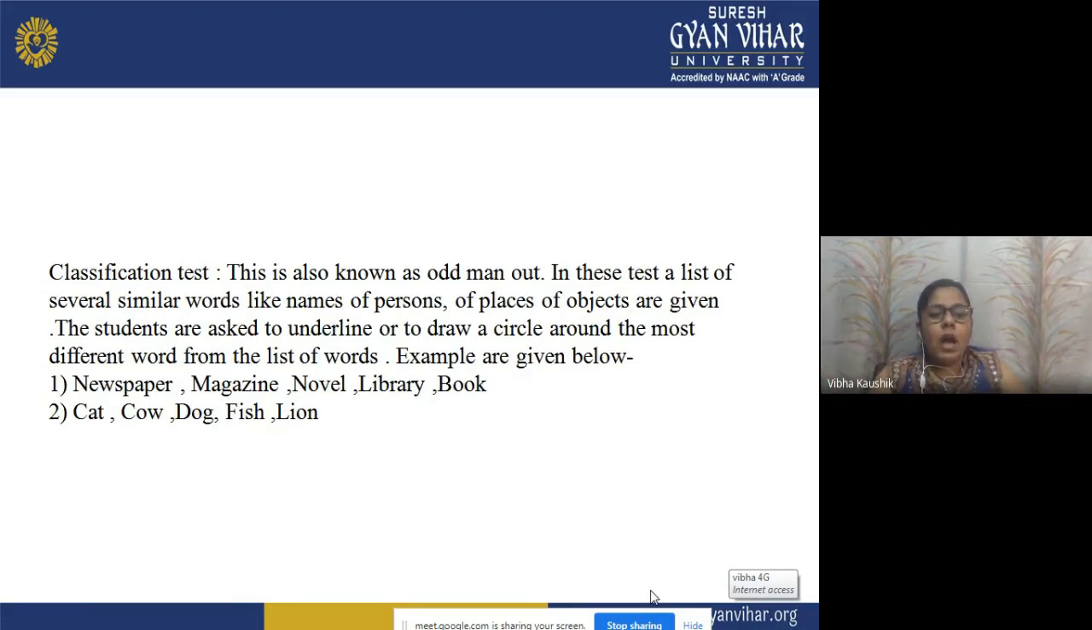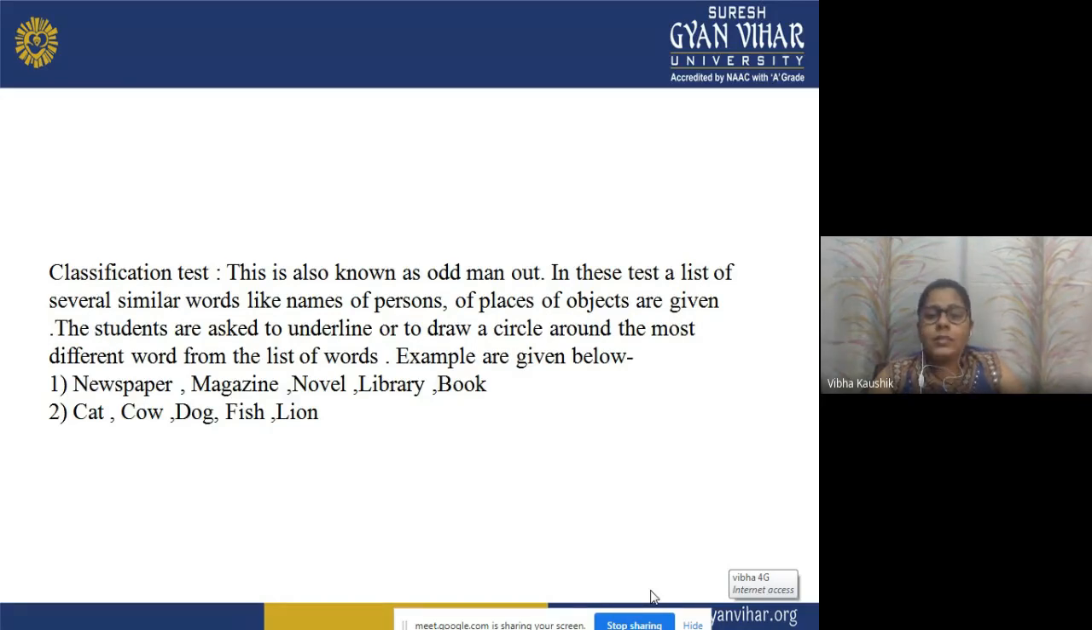The students are asked to underline. The teacher can ask that you have to underline the odd man out or to draw a circle around the most different word from the list of words. Now, the teacher can ask the student either to underline the word which is different from the given several words, or to draw a circle around the most different word from the list of words. Examples are given below: newspaper, magazines, novel, library, and book.